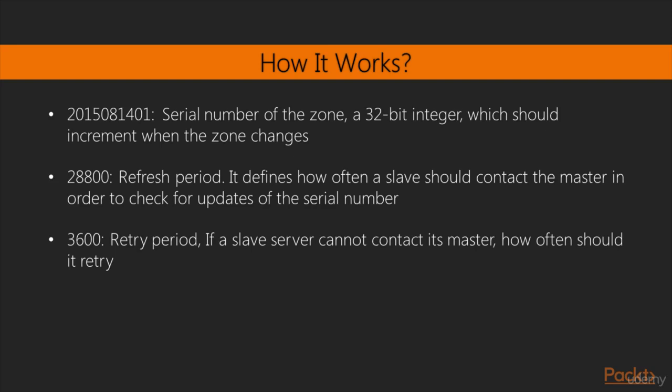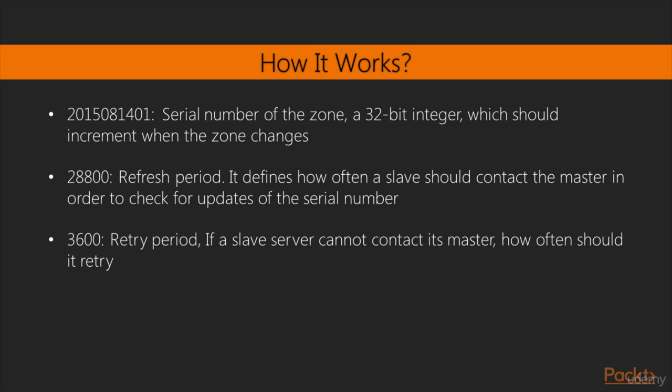20150811401. This is the serial number of the zone. This is a 32-bit integer, which should increment when the zone changes. If the primary DNS server is not configured to notify slaves of changes, the slaves will automatically perform a zone transfer when this value increases. Using a numeric date for the serial is a common practice.